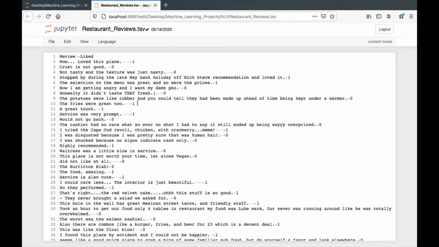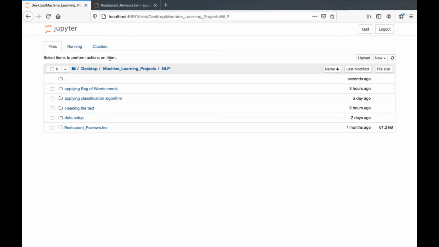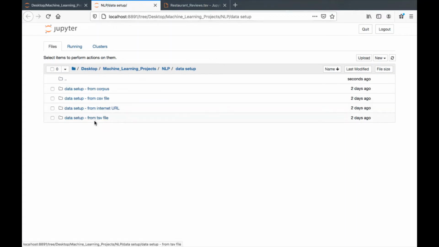We have 1,000 reviews in this file, and corresponding to each review we know whether that review is a positive review or a negative review. The number 1 indicating that it is a positive review, and the number 0 indicating that it's a negative review. So let's import that data file and start processing it.